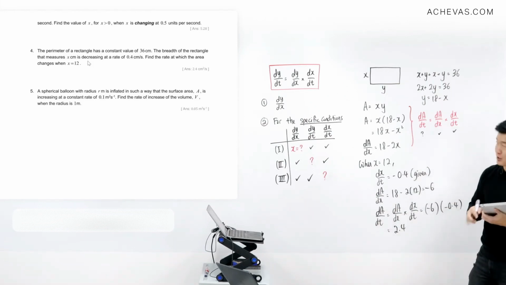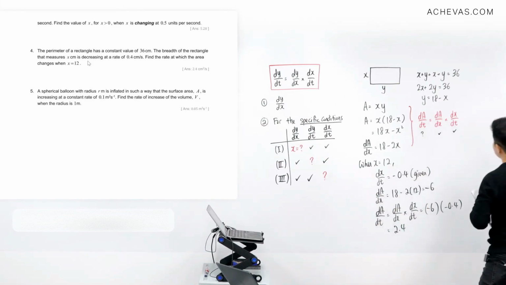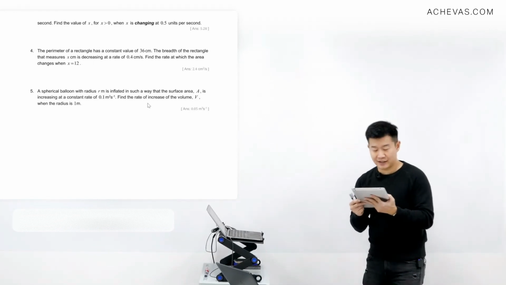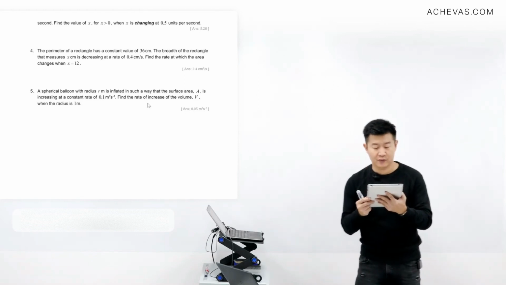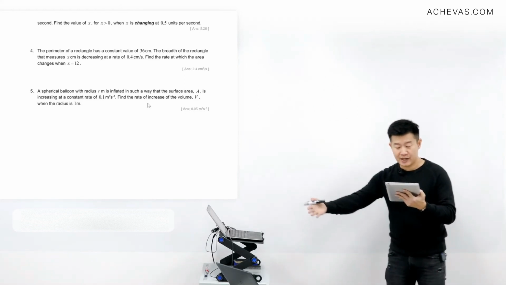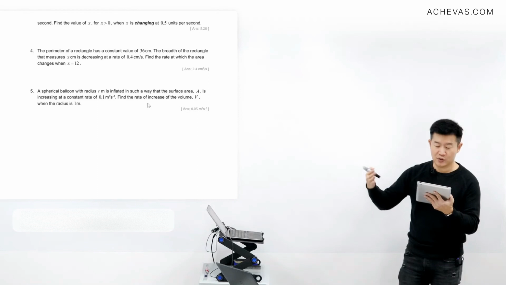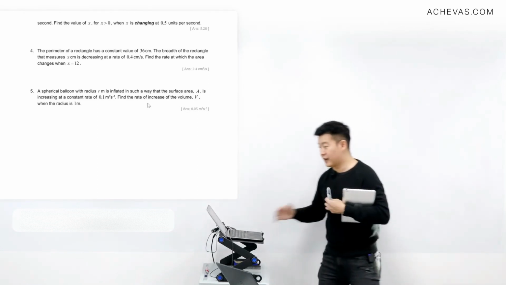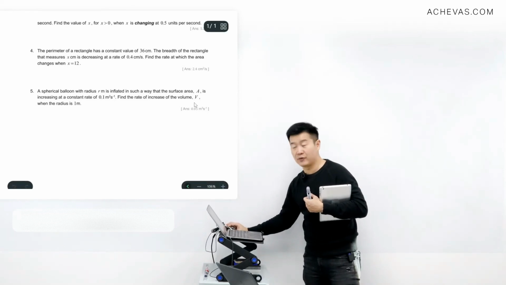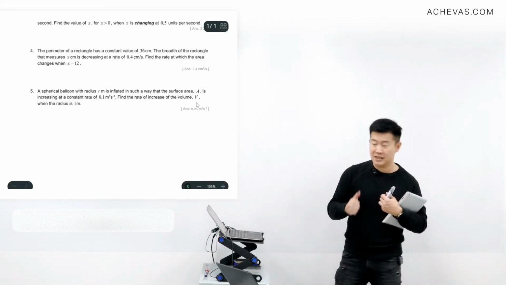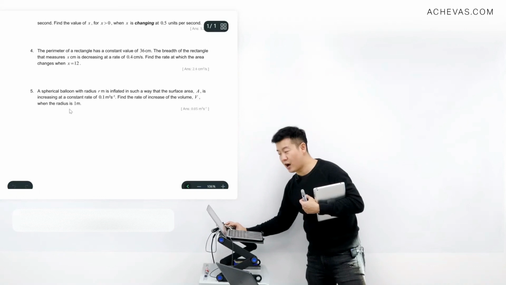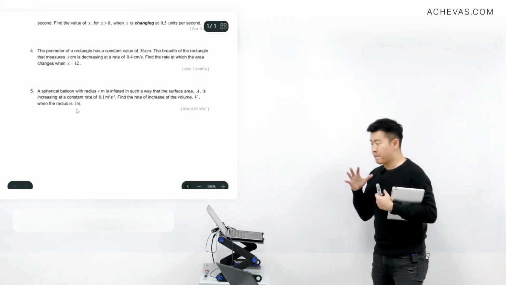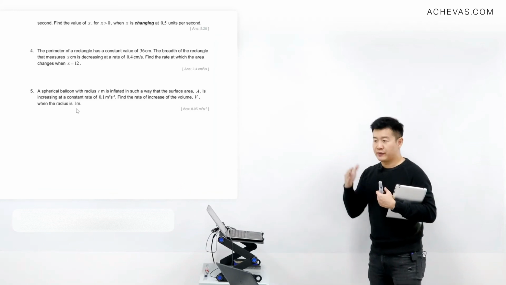Let's take a look at the last question. And in this last question here, we are looking at a spherical balloon with a radius of r, and we are given the surface area to be represented by A. We are also given that the volume is represented by V. What we want to do is to find the rate of change of increase of the volume. That means we want to find dV/dt, and the condition is when r is equal to 1, if r represents the radius. So what we are going to do is to find dV/dt.